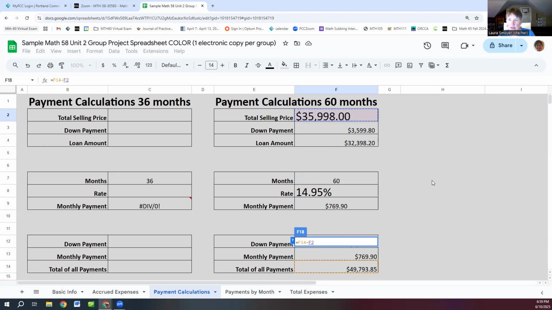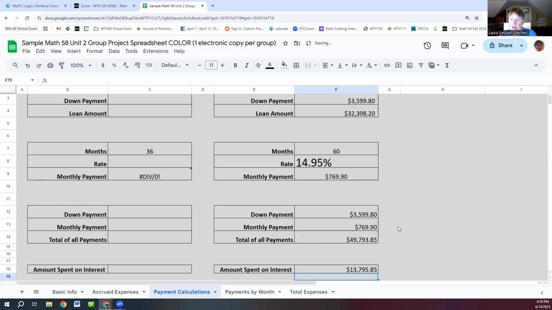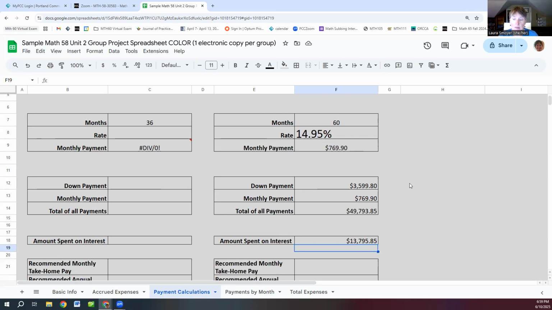So the $49,793.85 minus $35,998. But I'm not going to use a calculator. I'm going to use this formula here where I put equals F14 minus F2. And so it turns out that I spent $13,795.85 on interest, which is quite a bit because the interest rate was quite high, the car was quite expensive, and the loan was fairly long.